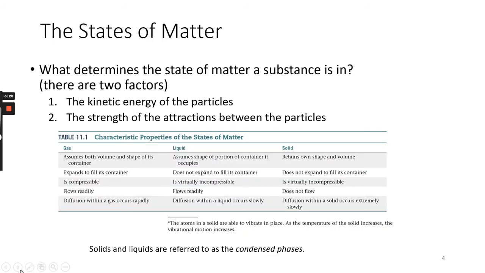So what determines the state of matter a substance will be in? There are two factors. One, the kinetic energy of the particles. Remember, that's related to temperature. And two, the strength of attractions between the particles. That depends on your intermolecular forces, which we're going to call IMFs. Also, you should know that solids and liquids are referred to as condensed phases because if you go from a gas to a liquid, you have to condense it. And if you go from a liquid to a solid, you have to condense it even more. You're bringing the particles closer together.